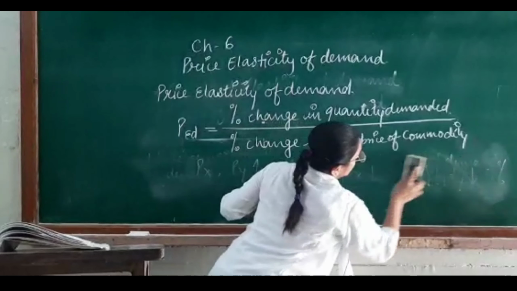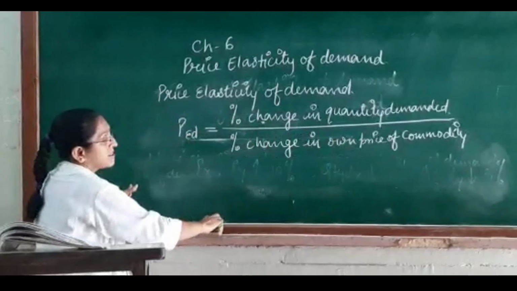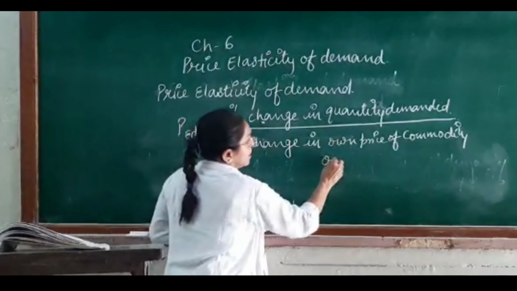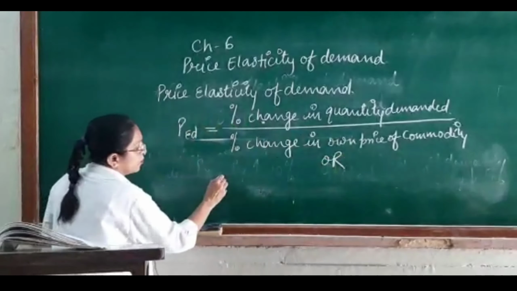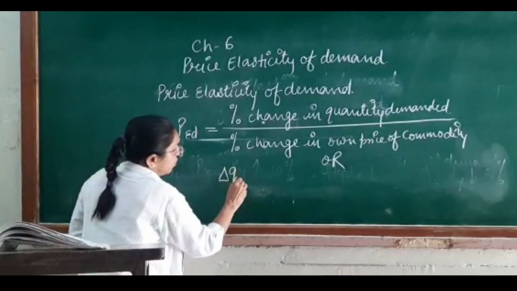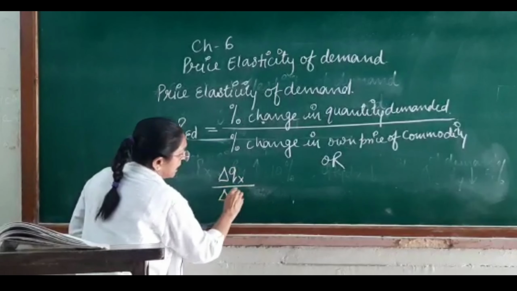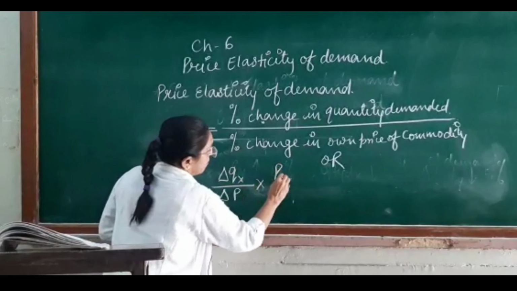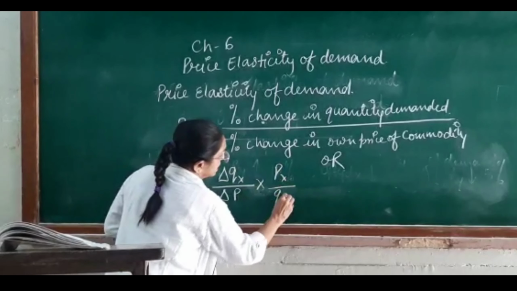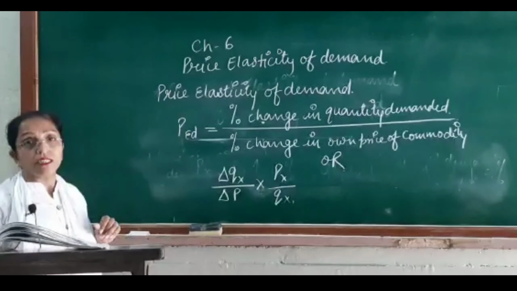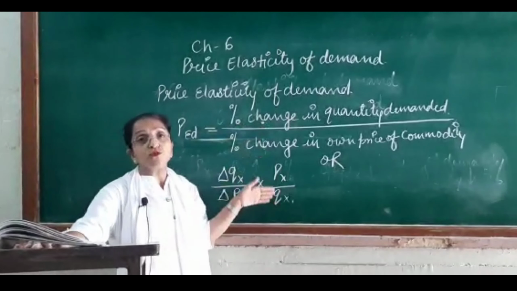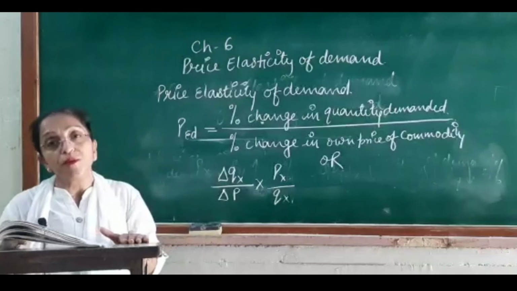Now another formula that you can use to estimate the elasticity of demand. You can calculate delta Q upon delta P multiplied by price of the commodity upon quantity demanded of commodity X. These two formulas you can use to calculate the price elasticity of demand.